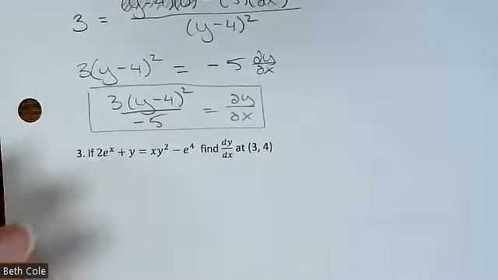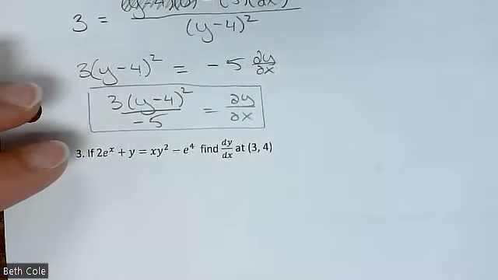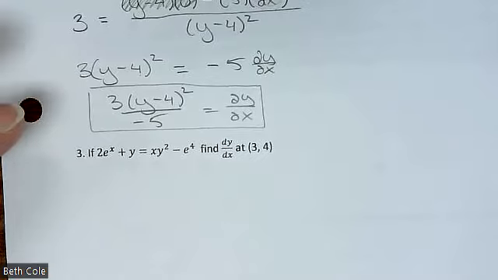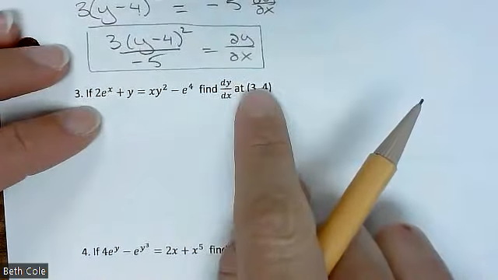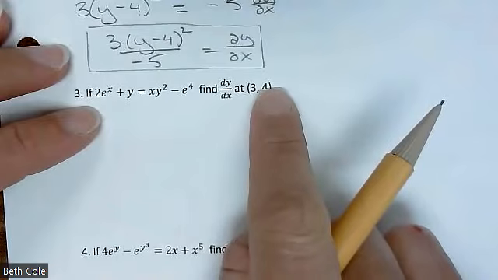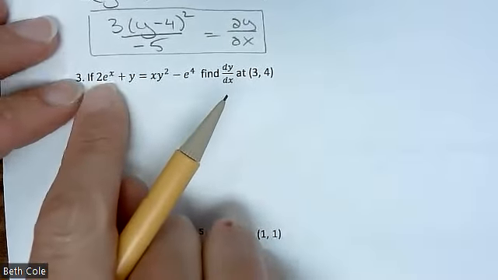So I'm going to, or do you want me to do 3 as well and then pause? Okay, because you guys got pretty far. All right, now this says to find the derivative at a specific point. All right, so let's go and get our derivative.